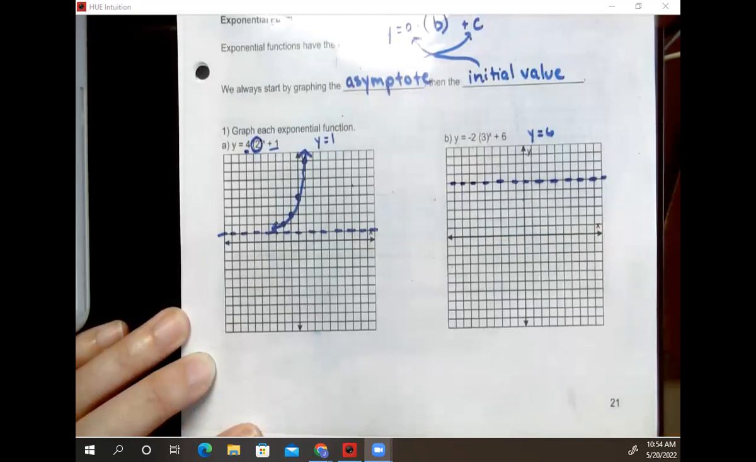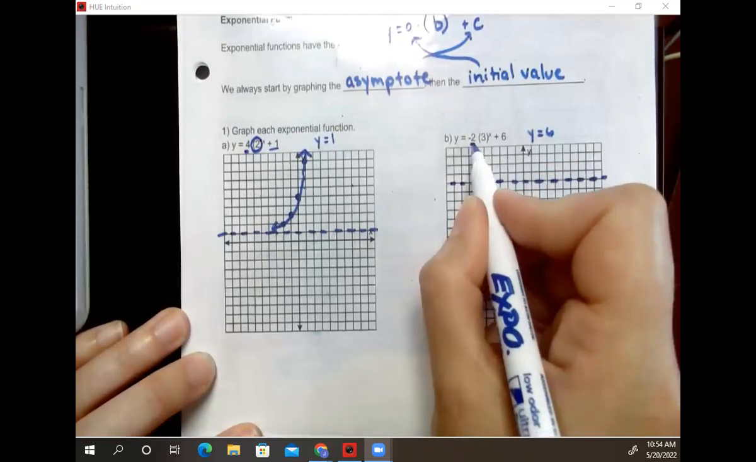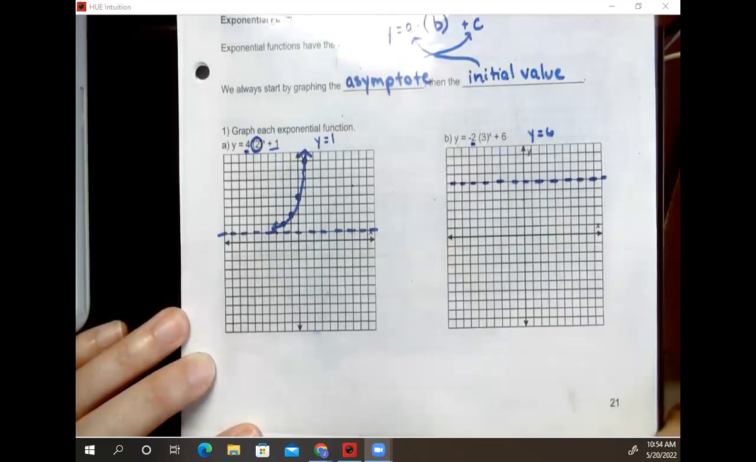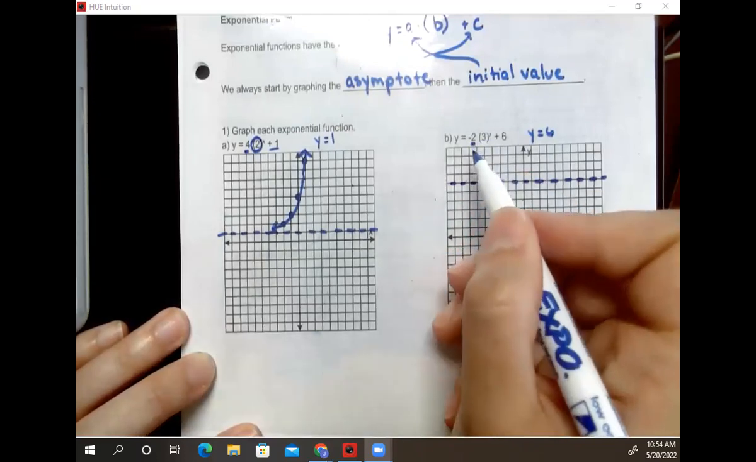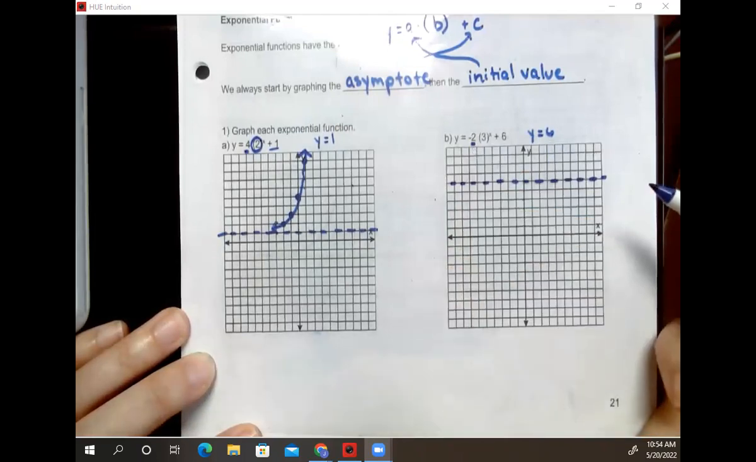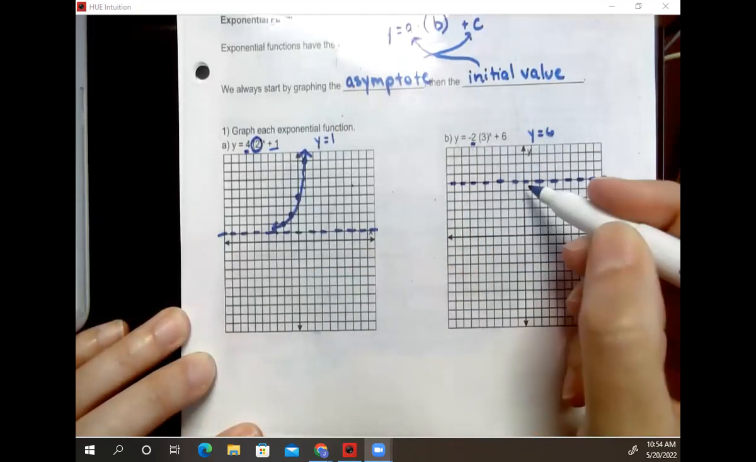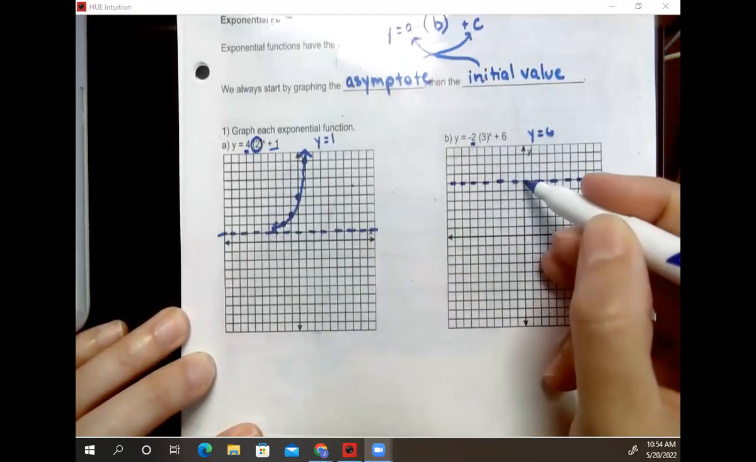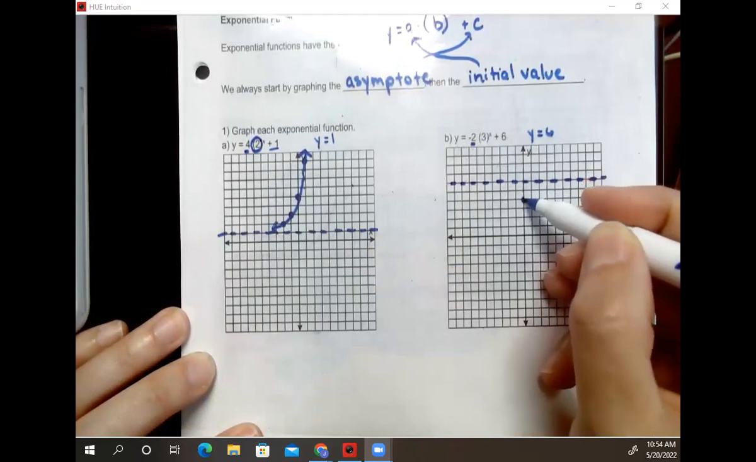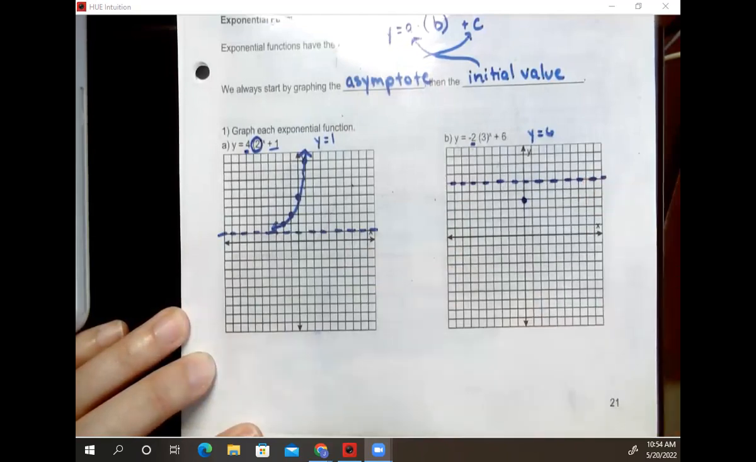There's my asymptote. And now I look to that lead coefficient, that initial value, to tell me where to put my first point. This is -2. Since it's negative, that means I'm going to plot that point below the asymptote. So where I had a positive value, we were above. Since I have a negative value, we'll be below. So on the y-axis, I'm going to be 2 spots below the asymptote.